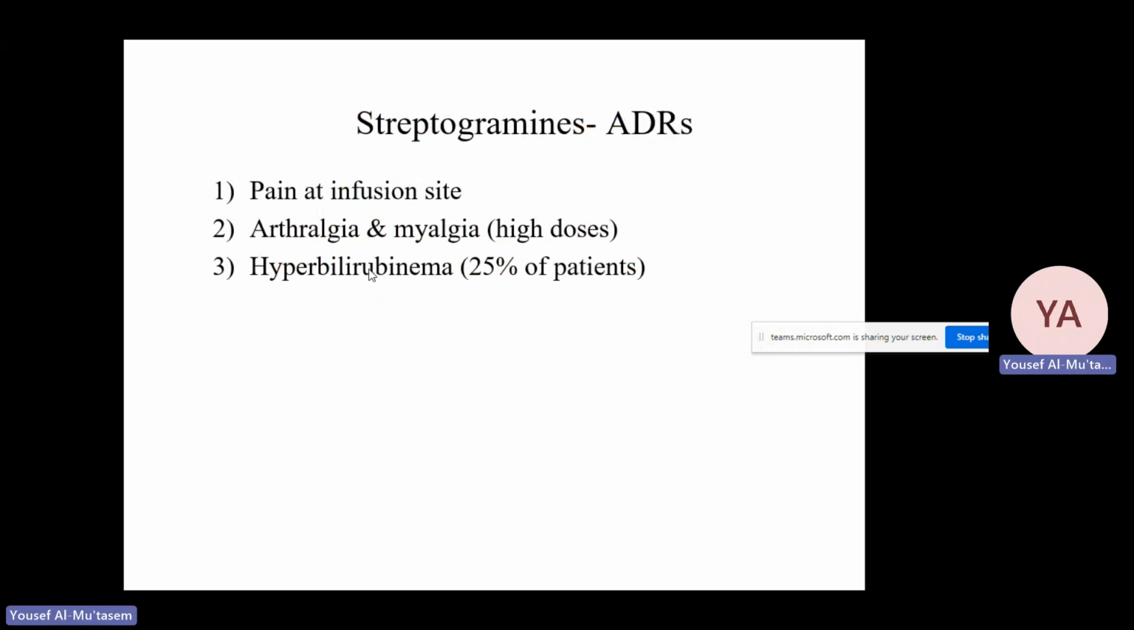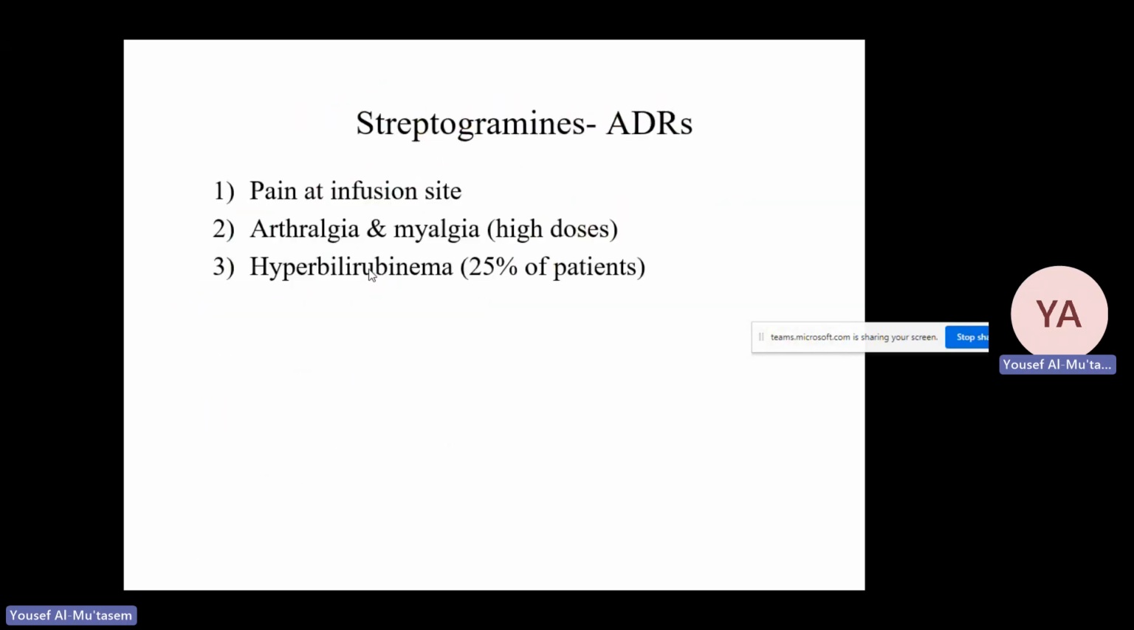The side effects associated with the streptogramins are hyperbilirubinemia, which is an increase in the bilirubin level in the blood, in up to 25% of the patients, and arthralgia and myalgia. Arthralgia means pain in the joints, and myalgia means pain in the muscles. So, in high doses, a patient will suffer from joint pain called arthralgia and muscle pain called myalgia, as well as pain at the injection site.